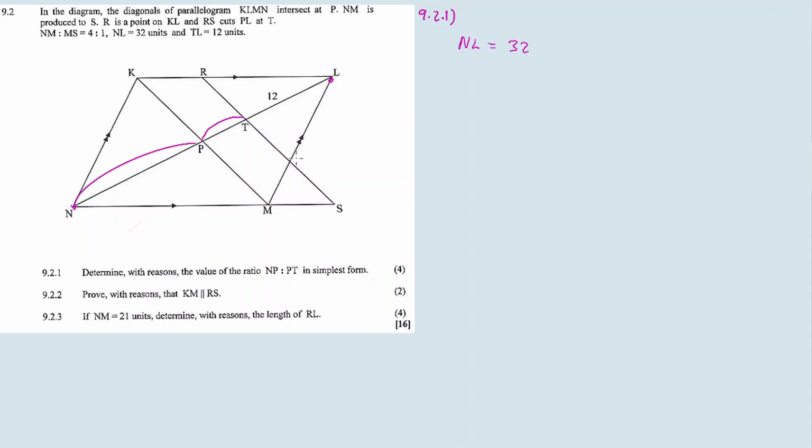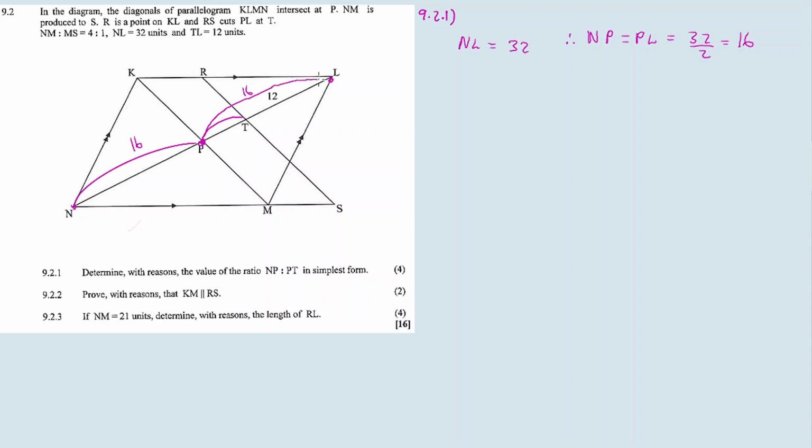And then this is a parallelogram. In the diagram, the diagonals of the parallelogram intersect at P. This is P, K, M, L, N, the diagonals. And we know from the properties of a parallelogram that the diagonals, they do what? They bisect. Therefore, NP equals PL, which are both equal to 32 divided by 2, which is 16 units. So from N to P is 16, and from P to L is also 16.